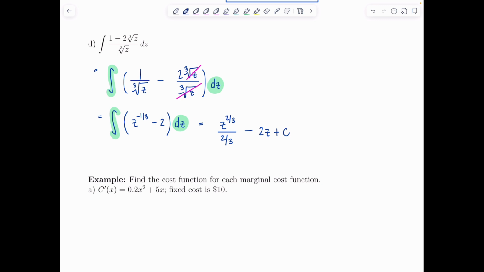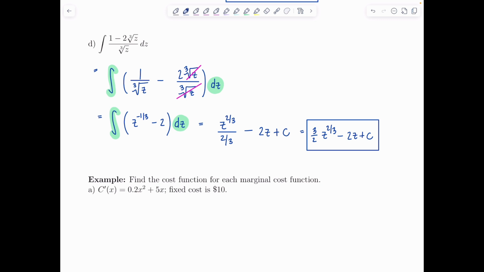You might notice now is a very lovely time to start crossing your z's in math. Otherwise, they look a little too much like 2's, right? Okay, and then final answer, just simplify. This is going to be 3/2 z to the 2/3 minus 2z plus c. Good job.